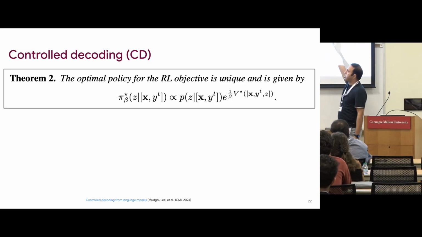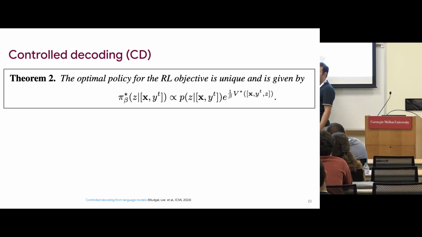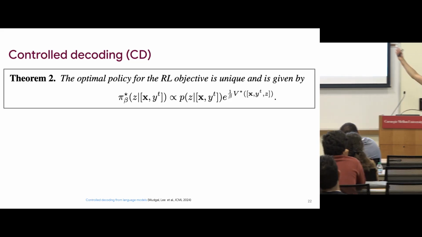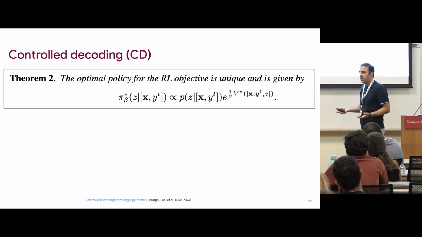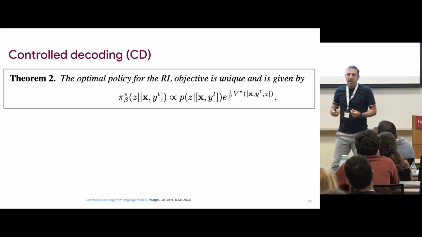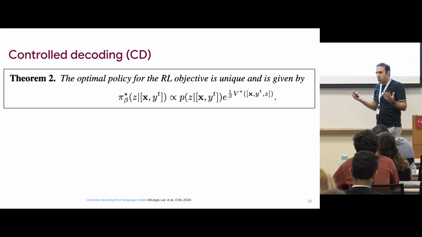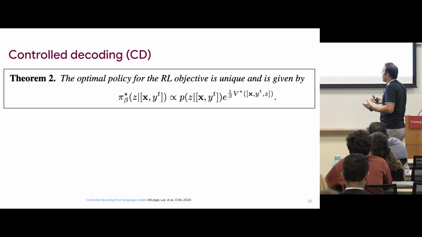So now instead of sampling the next token from the reference policy, we're going to be able to sample from the reference policy tilted with the value function. That's going to entail mixing 2 different distributions together, but that's doable.